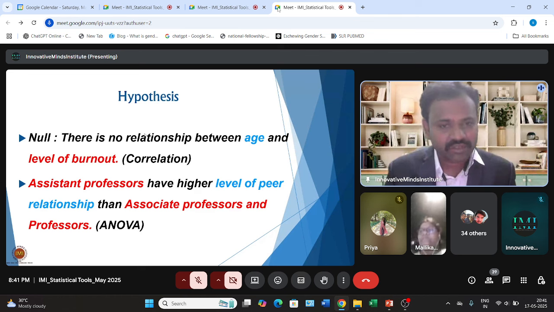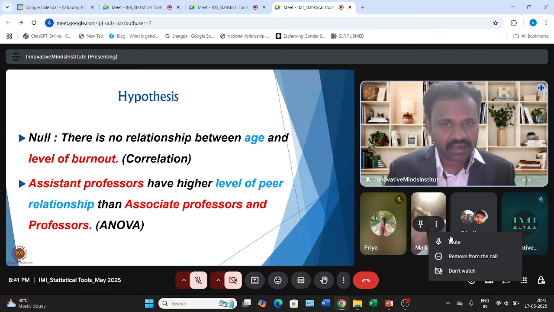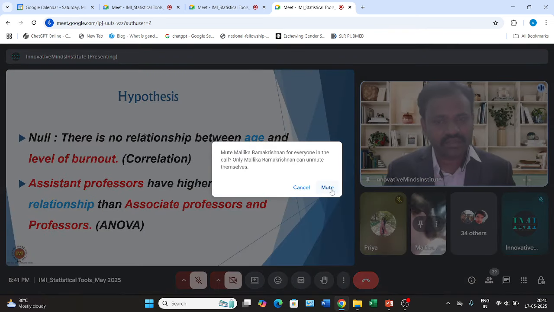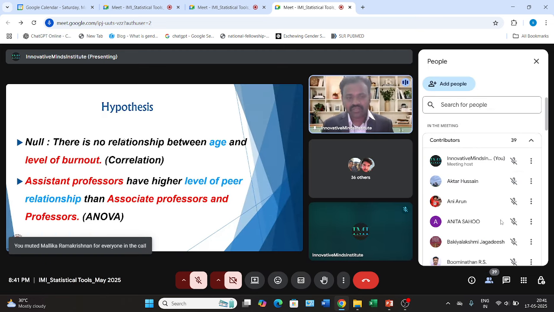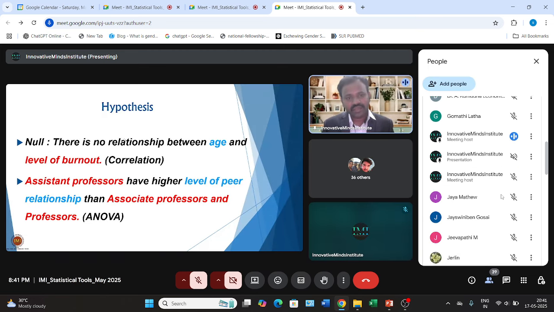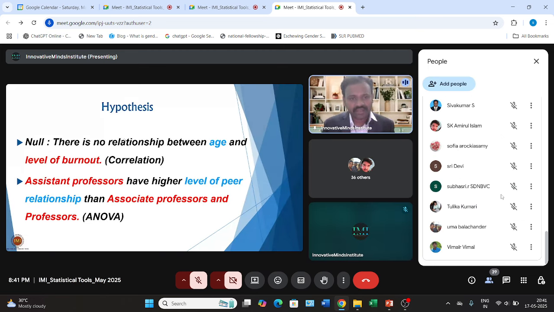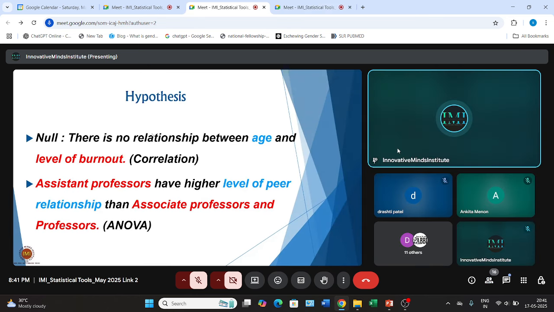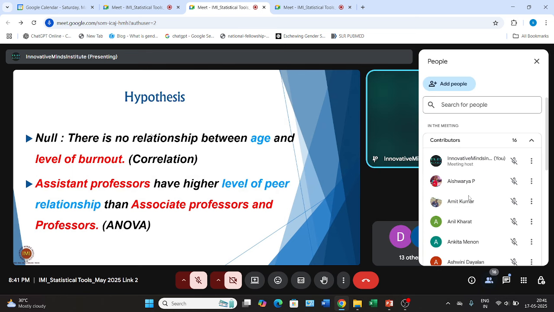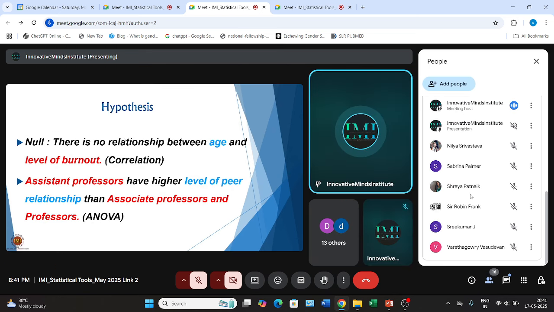So what test do I have to use? I put it in the bracket, correlation. Why correlation? It's a null hypothesis, and in this null hypothesis, two variables are there. One is age, another one is the level of burnout. So there are two variables. Both variables are numerical in nature, or in some books they will say metric in nature. Both variables are metric in nature. Hence, I have to use the word in the hypothesis itself, relationship.